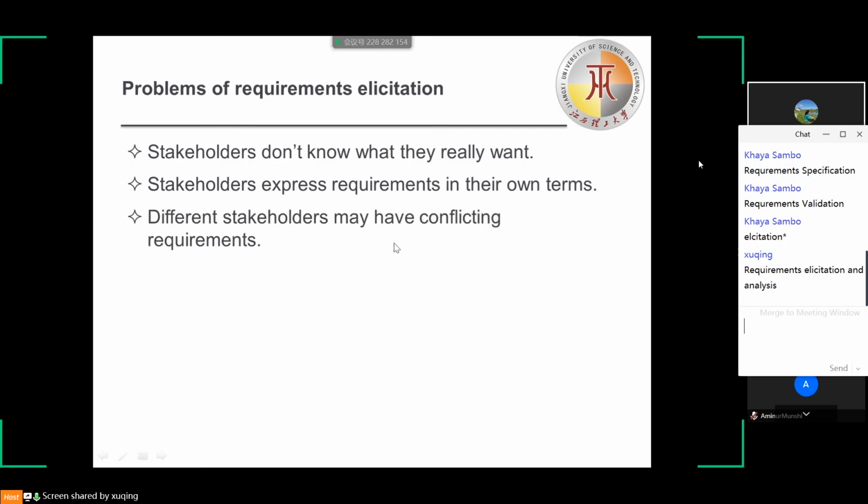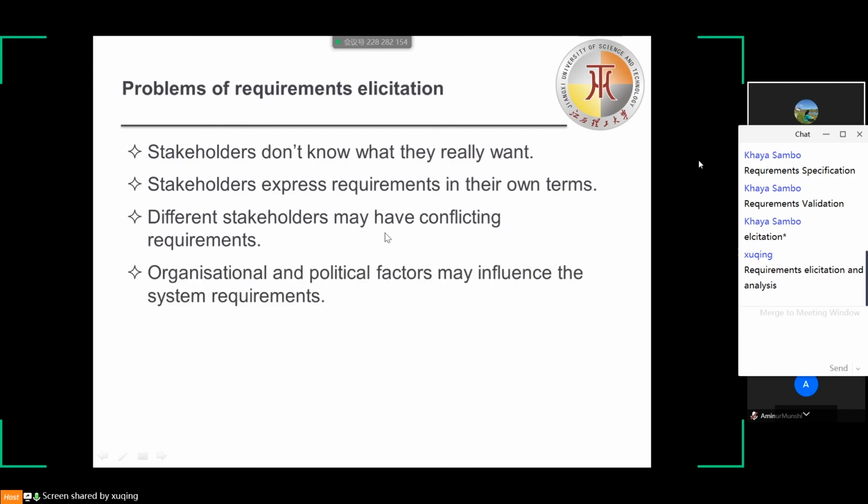The third reason is that different stakeholders may have conflicting requirements. We may have various stakeholders who have different requirements. Also, they may express these different requirements in different ways. So when we work as requirements engineers, we have to discover all potential sources of requirements and discover commonalities and conflict between these different requirements.